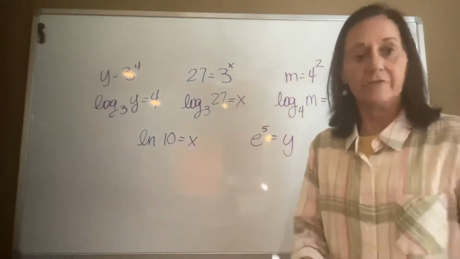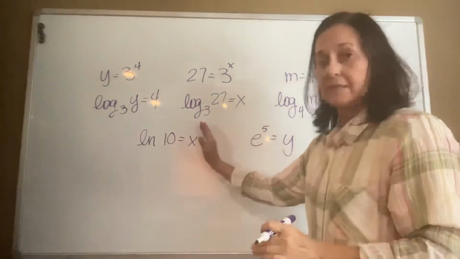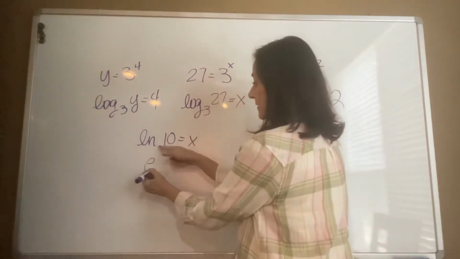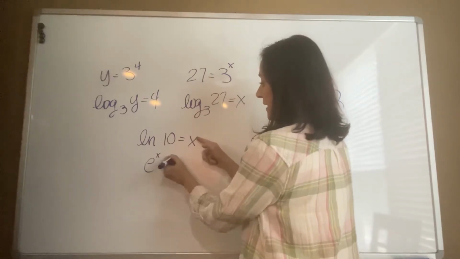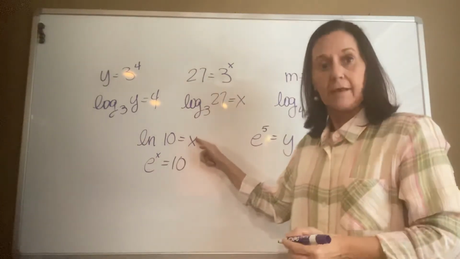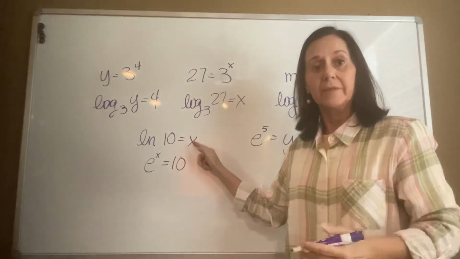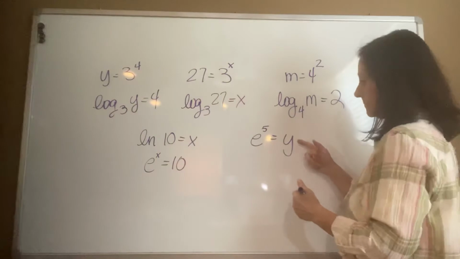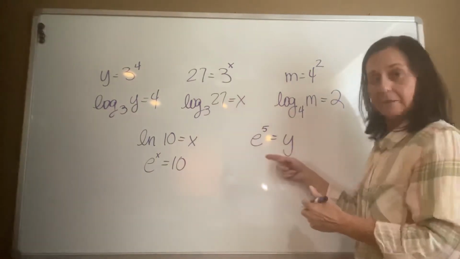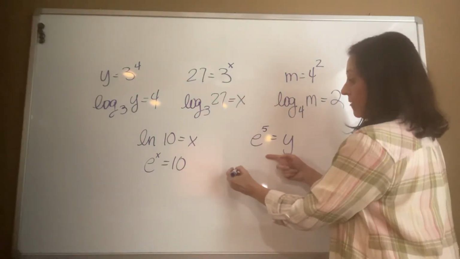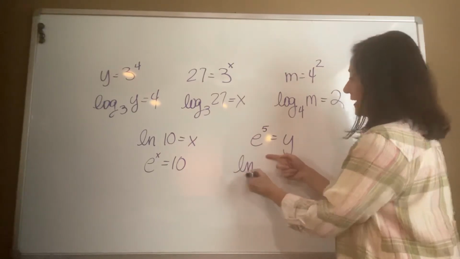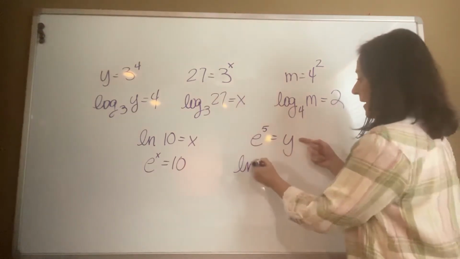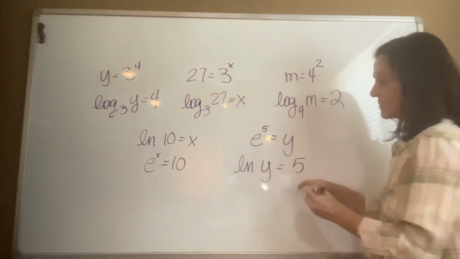Let's work both of these and go back and forth. This is natural log form. My base is e to the exponent x equals 10. It's a natural log. Remember, e is just a value, much like pi. This one, going to log form, will be the natural log. I do not have to write the base, ever, for natural log. My antilog is y. My exponent is 5.